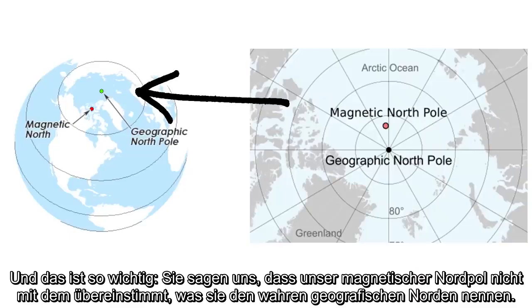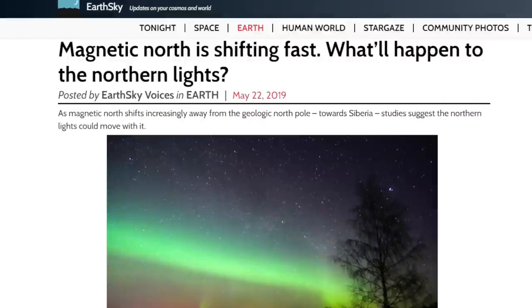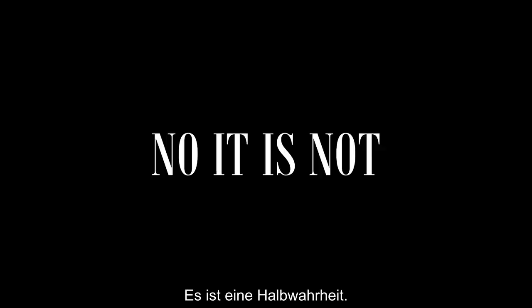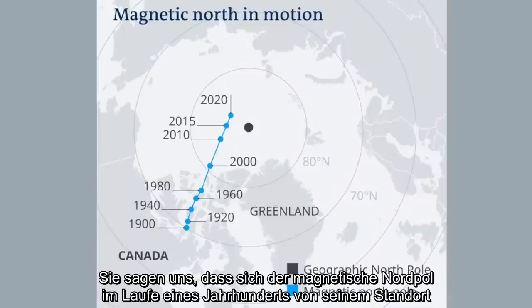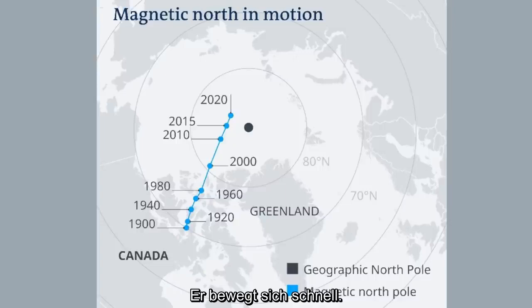They tell us that our magnetic North Pole is separate from what they call true geographic north. Our magnetic North Pole is moving. How can that be? Is that just another one of their lies? No, it is not. It is a half-truth. They tell us over the course of a century, the magnetic North Pole has moved from its location just above Canada to near Greenland and is now en route to Siberia. It is moving fast. Why?